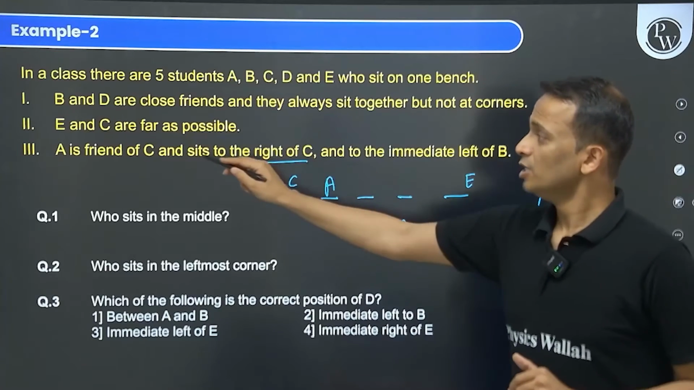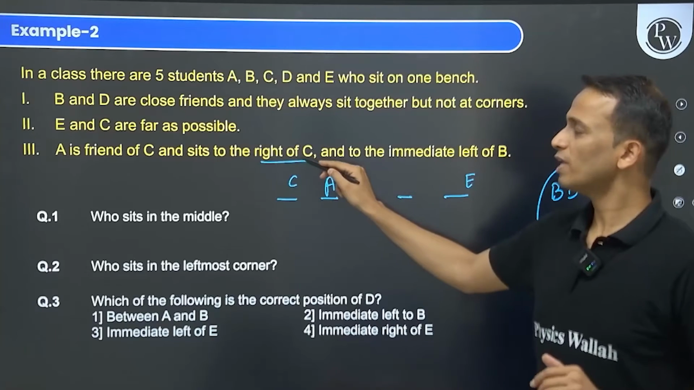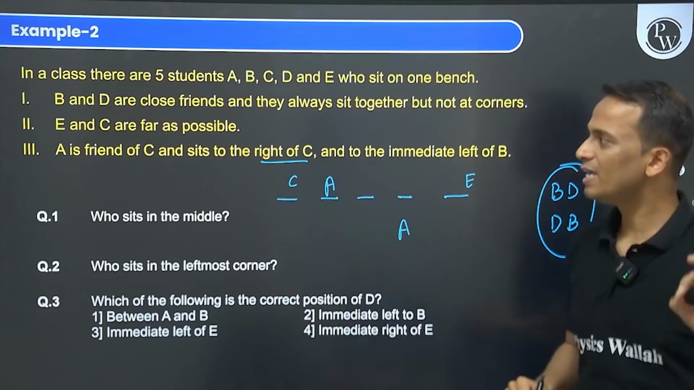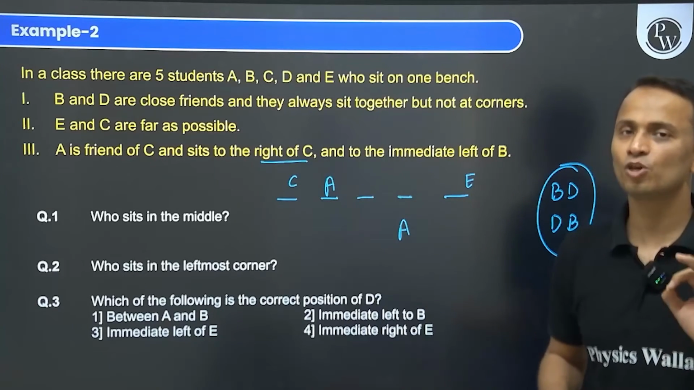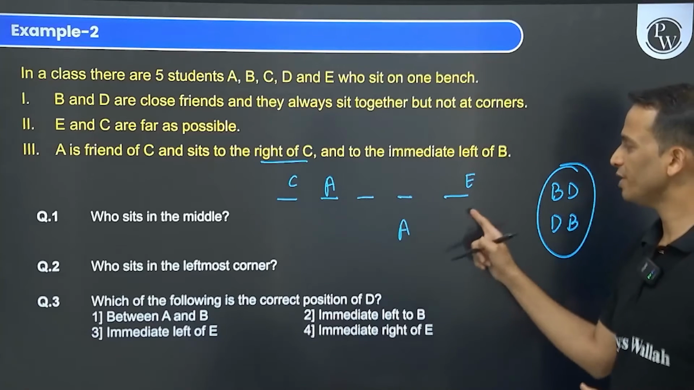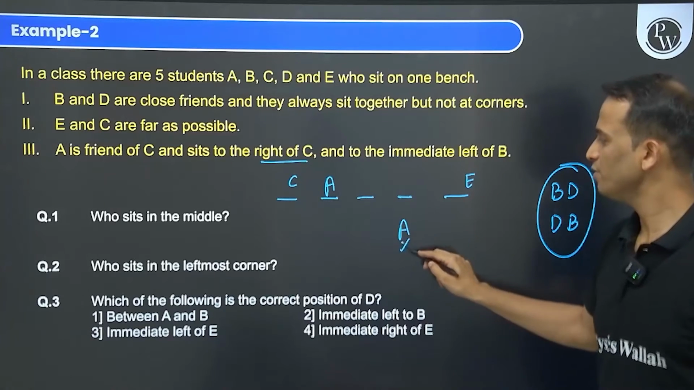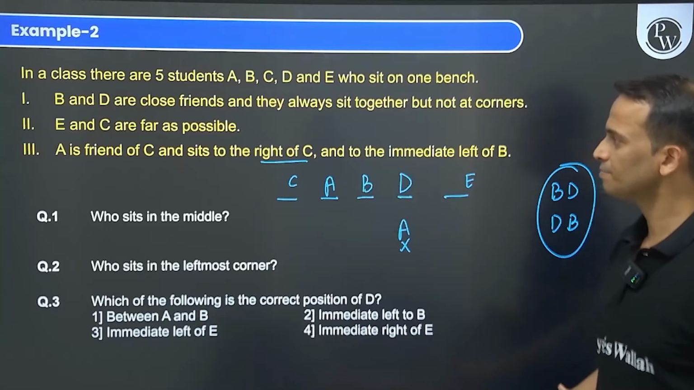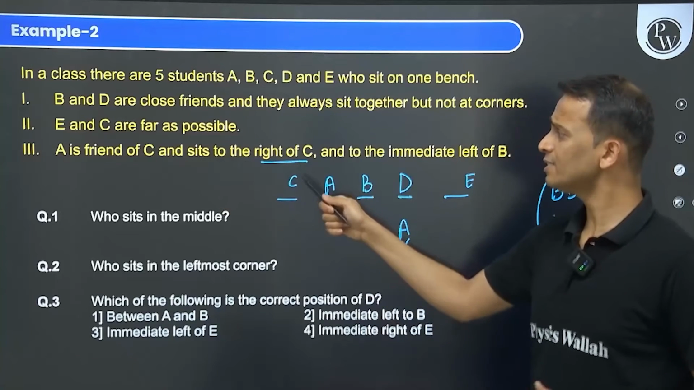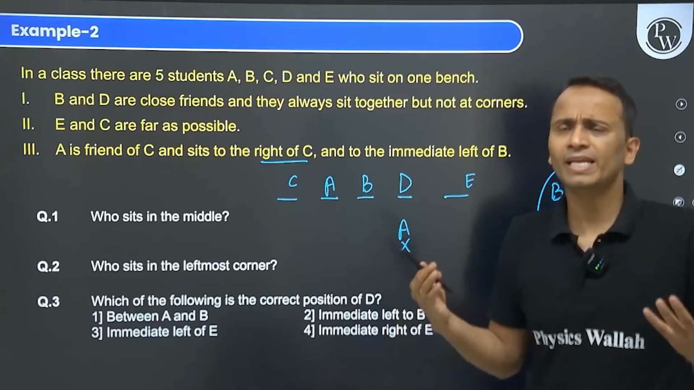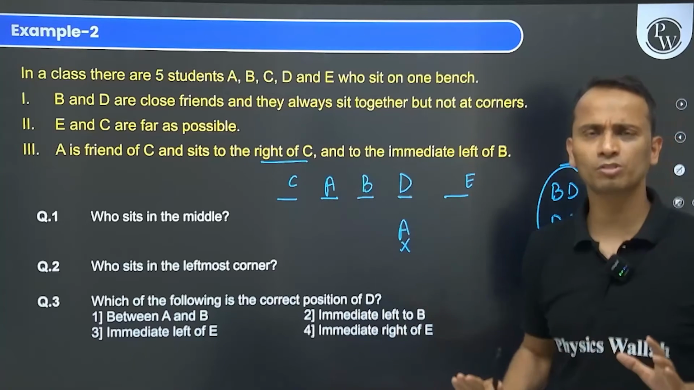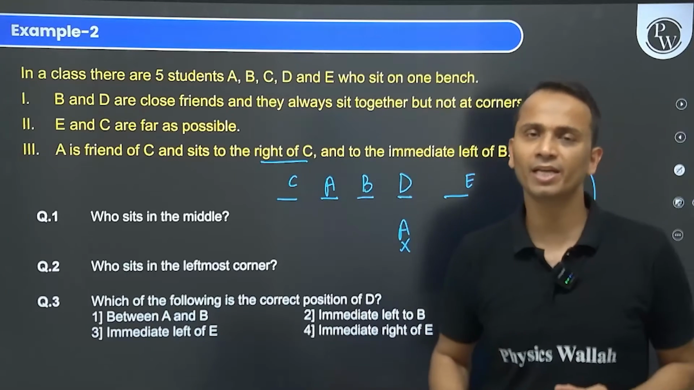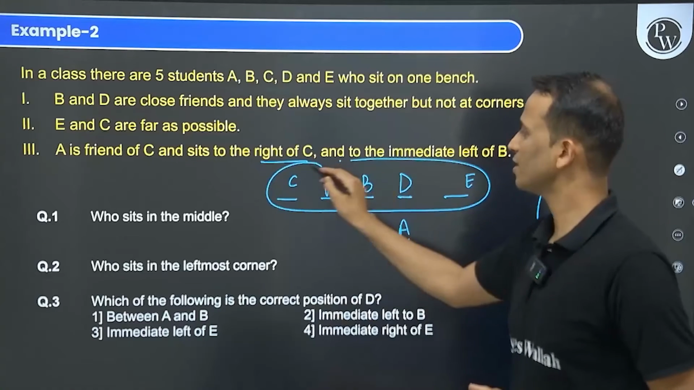Done. A is a friend of C and sits to the right of C and to the immediate left of B. Now A is sitting to the immediate left of B. If A sits here, then this possibility is not there, so this possibility will not be there and B will sit here so that D will sit here. Okay? So now A is a friend of C and sits to the right of C. It is the right of C, I had not considered immediate right. I have kept both the possibilities open, and A is to the immediate left of B, A is to the immediate left of B. This arrangement is the correct arrangement.